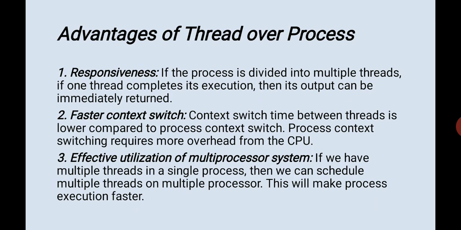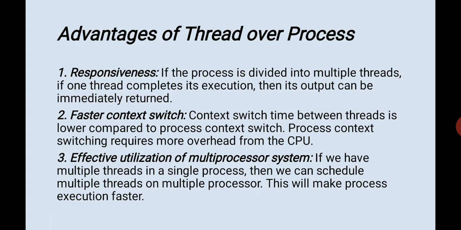What are the advantages of thread over process? The first is responsiveness. If a process is divided into multiple threads, and one thread completes its execution, then its output can be immediately returned, so it becomes more responsive. Next, faster context switch. Context switch time between threads is lower as compared to processes. Process context switching requires more overhead from the CPU, whereas in threads this is not the case. So context switching is faster.